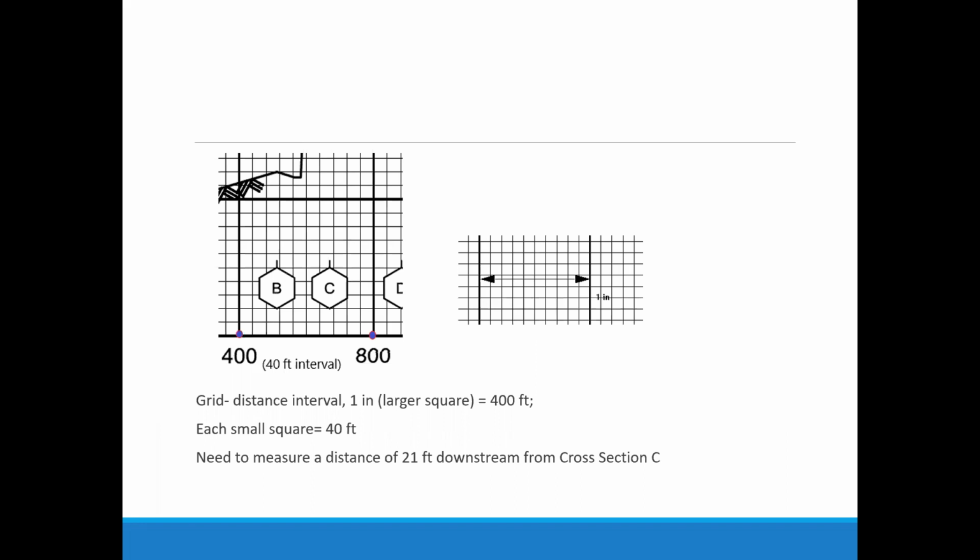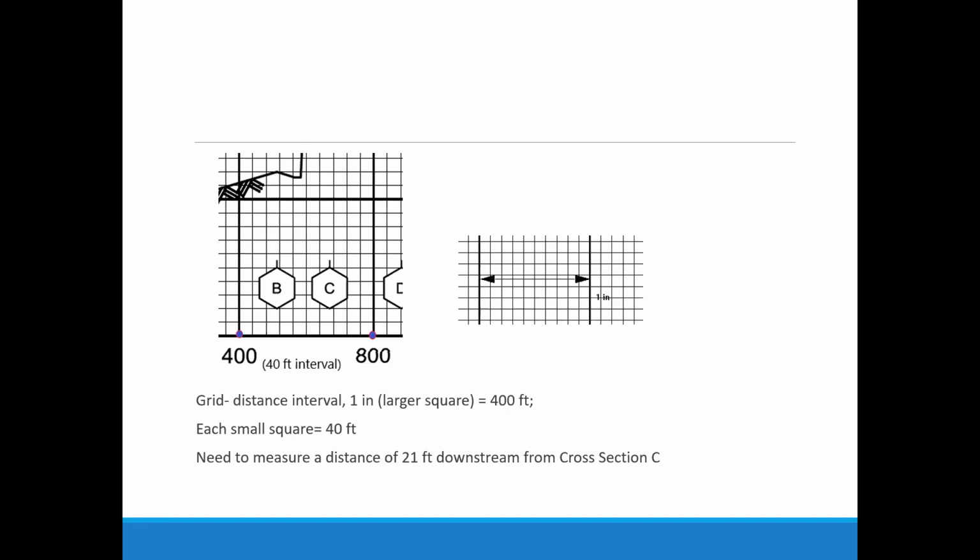The different profiles will have different scales, so you need to determine what the scale is, what that distance is. So typically these profiles are 10 by 10 squares. So there's 10 small squares across and going up. And so it's a distance of 1 inch on here. And it goes from 400 to 800 feet. And so I can figure out that interval to be able to determine how many squares I need to go down from cross section C to get to 21 feet.